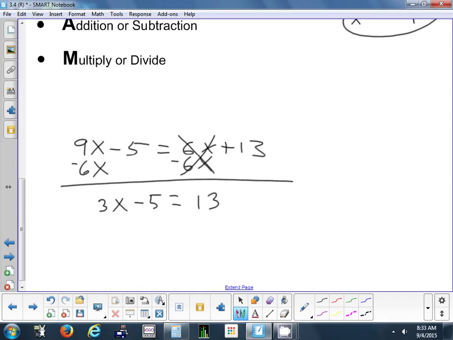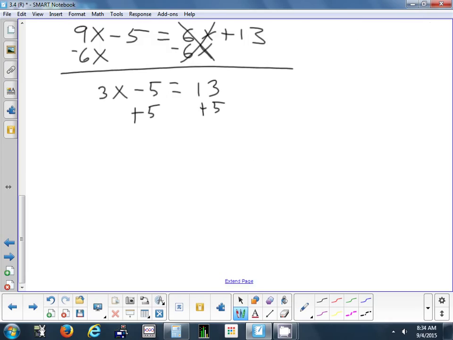Good. Do you see anything I can add or subtract here to get x by itself? Add what? Yeah, add 5. And where else do you want to add 5? To the 13. Good. So if you did it on both sides, kept everything nice and balanced. Okay. -5 plus 5. That cancels out. On the left-hand side, Gabe, what do I have on the left now? 3x. What on the right?